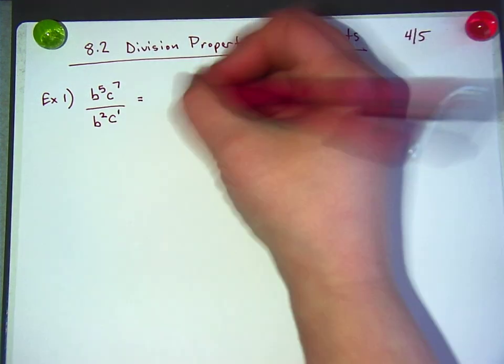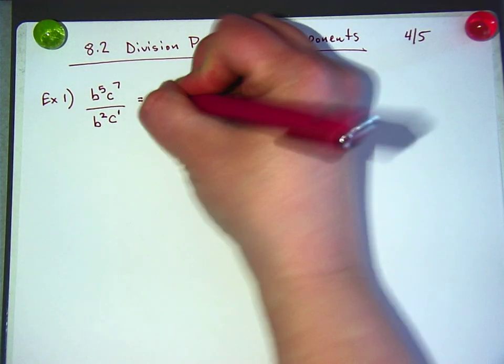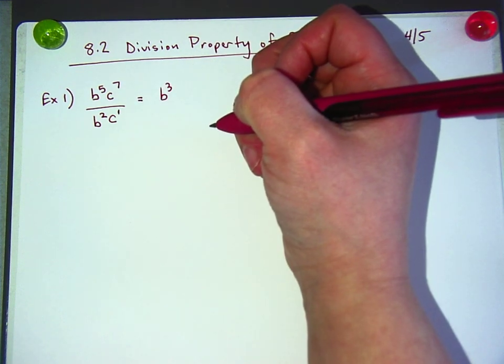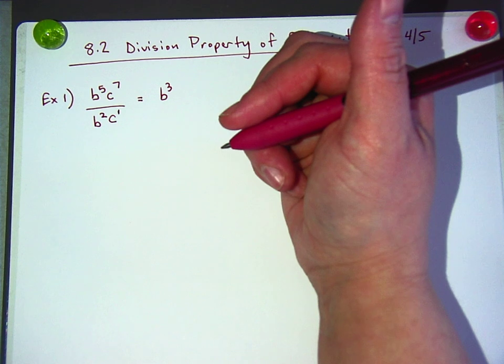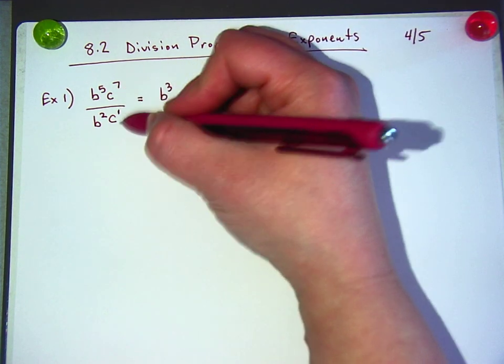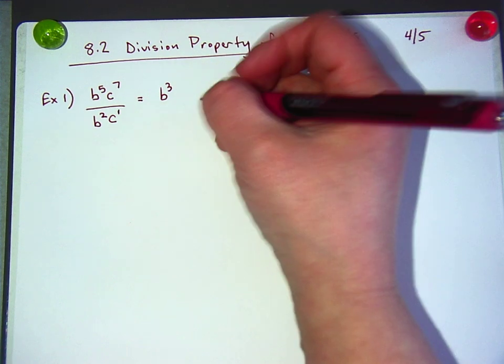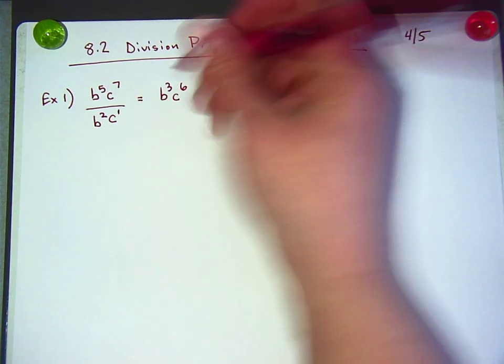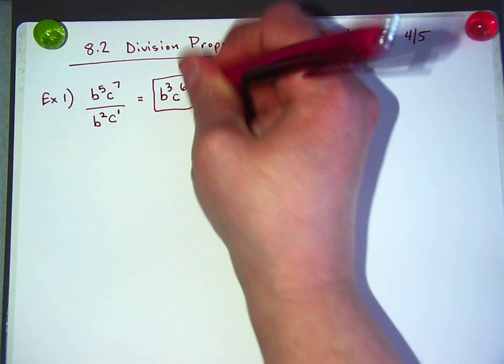If we cancel them out, what are we left with? B to the 3rd, on the top or the bottom? Where would the leftovers be? Would they be on the top or the bottom? The top. Okay, here I've got 7 C's on the top, 1 C on the bottom. If I canceled them out, what would I be left with? C to the 6th. On the top. Yes. Okay, and I could either put this over 1 or I could just say that's the answer.